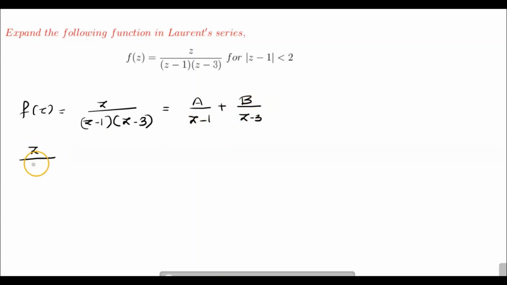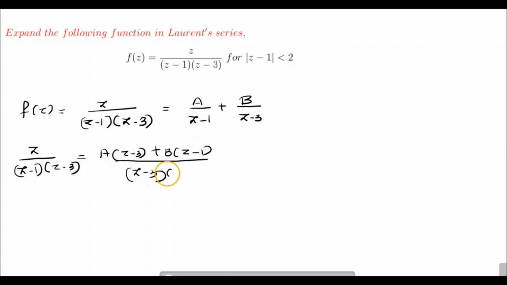So this is z by (z minus 1) into (z minus 3), and this is a into (z minus 3) plus b into (z minus 1) divided by (z minus 3) into (z minus 1). Now this cancels. Now put z is equal to 3, so that a is 0. Now we get 3 is equal to b into (3 minus 1), which is 2b. So b is 3 by 2.